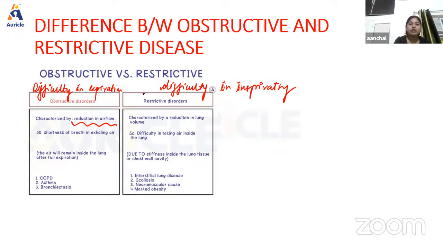Okay, and restrictive means some kind of restriction is present, right? So this is also characterized by reduction in the lung volume, so difficulty in taking air inside the lungs due to stiffness inside the lung tissue or chest wall cavity. Various examples are there: obstructive lung diseases are like COPD, asthma, bronchitis, or restrictive lung disease, we have interstitial lung disease, scoliosis or neuromuscular cause, or marked obesity. Okay, so this is all about the difference between obstructive and restrictive disease.